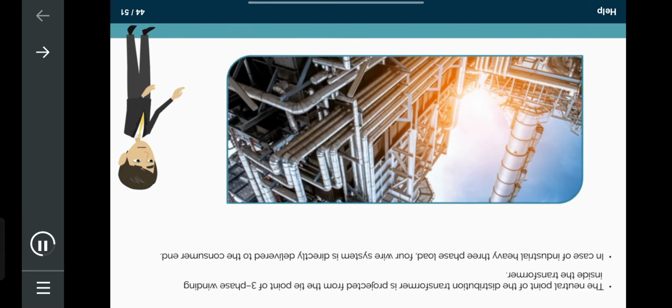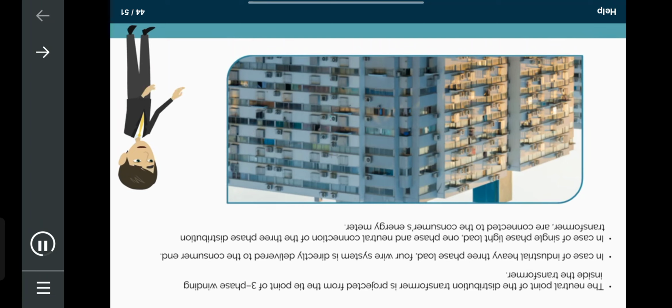In case of industrial heavy three-phase load, 4-wire system is directly delivered to the consumer end. In case of single-phase light load, one phase and neutral connection of the three-phase distribution transformer are connected to the consumer's energy meter.